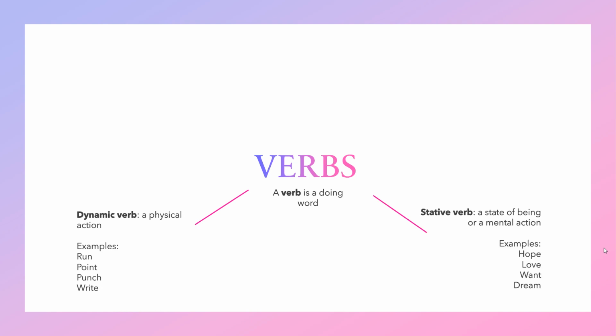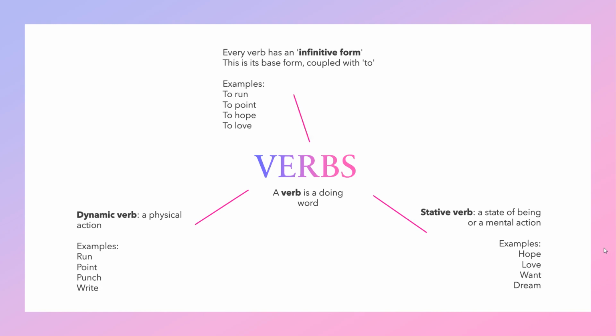Whereas a stative verb is a state of being or a mental action, so it's more like an idea, something that's not physical. So hoping, loving, wanting, and dreaming. You can't physically see someone do that.